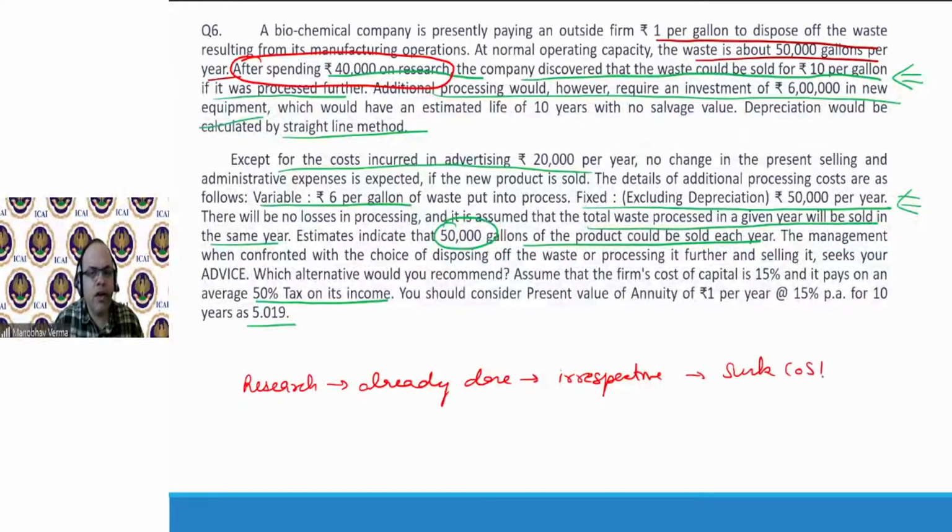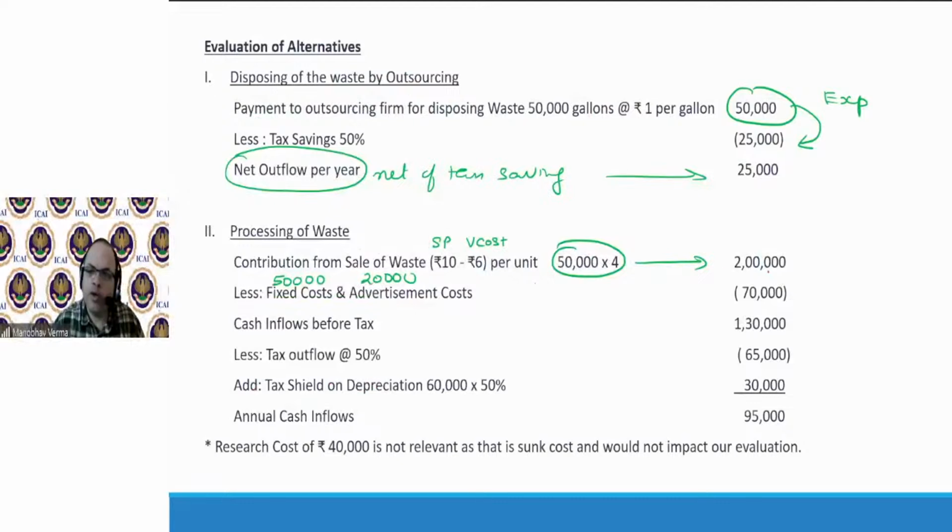So that is not relevant for us. For this decision, the research is not relevant for us. What we are trying to do here is 2 lakhs minus 70, which is 1,30,000 cash inflows before tax, and then the tax outflow is 50% here.